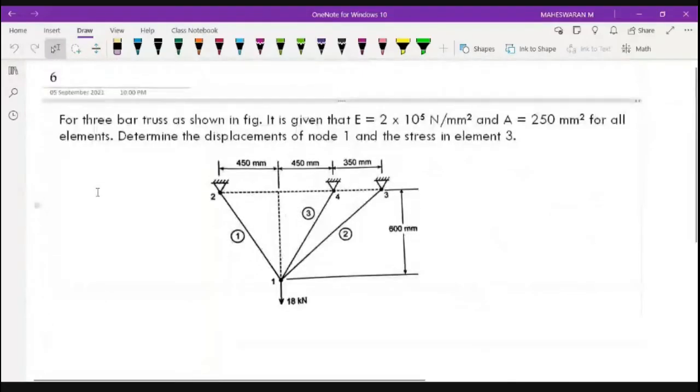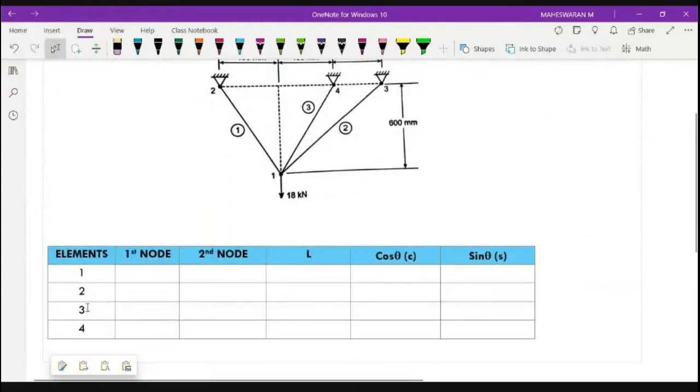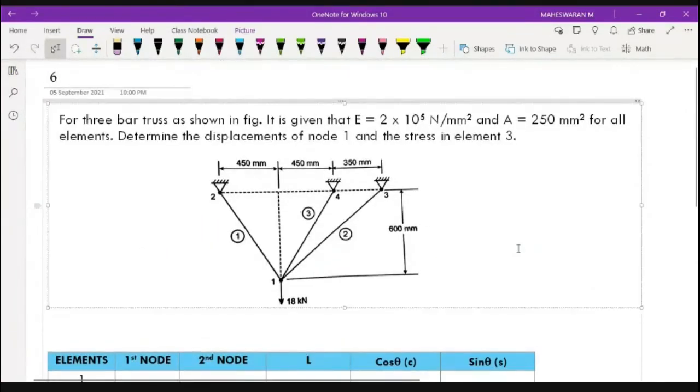The next question, right? You can see here, you have 3 bars connected like this, as shown in the figure. Your Young's modulus is given, cross section also given, right? They're asking you to identify the displacement at point 1 and the stress in element 3. So only in element 3. So this is the question, right?